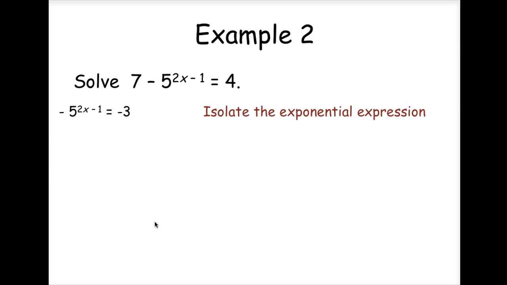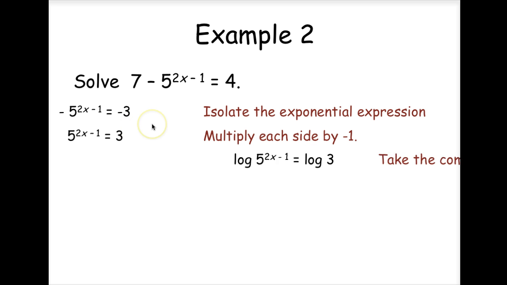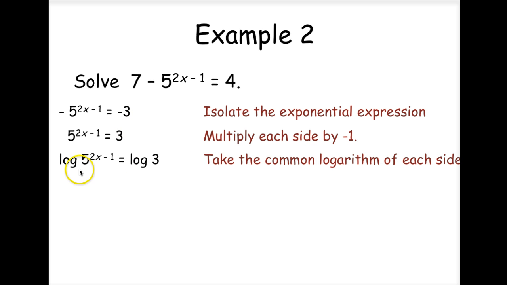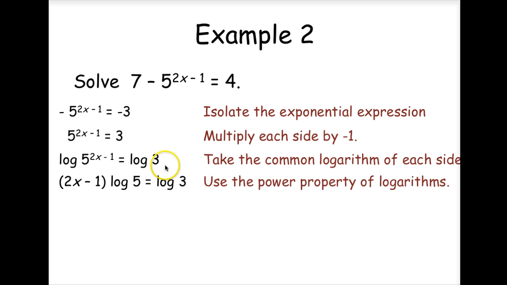Example 2. This one, we are going to have to isolate the exponential expression because there's a 7 added to it. So we subtract 7 from both sides. Then we're going to multiply each side by -1 to get rid of those negatives. Now, take the common log of both sides. Use the power property of logarithms. So 2x minus 1, that quantity, log 5 is equal to log 3.